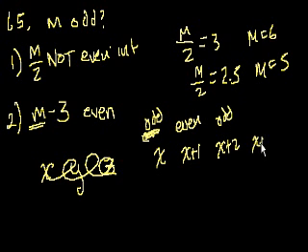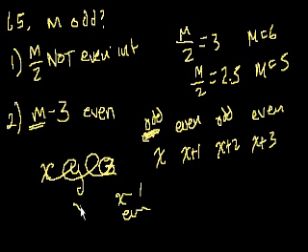And then x plus 3 is going to be even. And then if you go the other way, actually I should have gone the other way first. X minus 1 would be even. X minus 2 would be odd. And x minus 3 would be even, right?